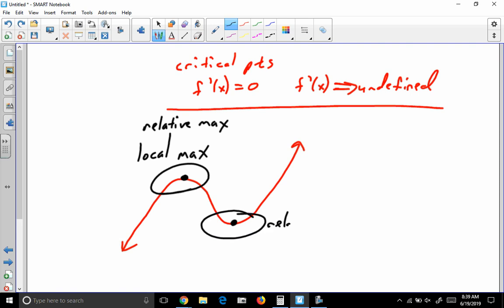is a relative minimum or a local minimum. Notice neither one of those are the highest point or the lowest point on the entire graph. This graph keeps on going up forever and down forever, so this is not the absolute max or the absolute minimum. They're just relative to their area. They're the maximums or minimums.